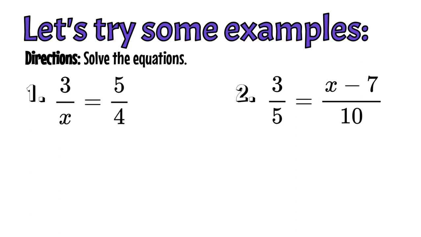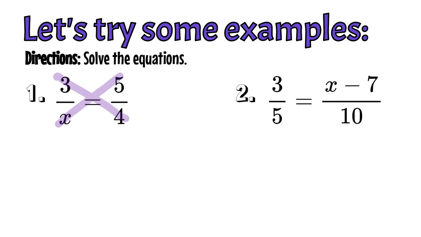Let's solve the equations. Number 1 says 3 over x equals 5 over 4. When we have two fractions equal to each other, we can use what's called cross multiplication. We're going to multiply our x times our 5 and our 3 times our 4. The reason we do this is that we want to get rid of the denominators, right? So basically we're multiplying both sides of the equation by 4 times x, 4x, because we want to get rid of the 4 and the x in the denominator.